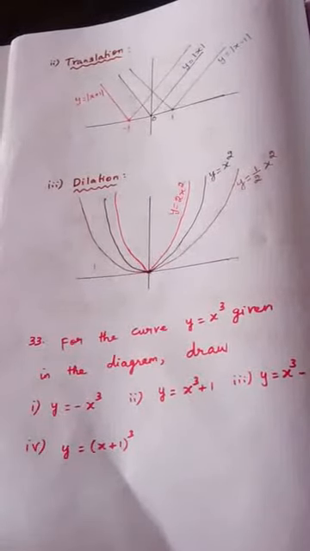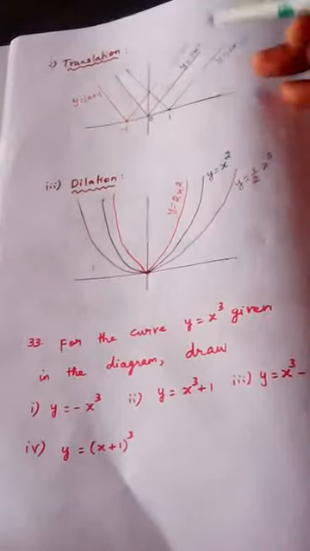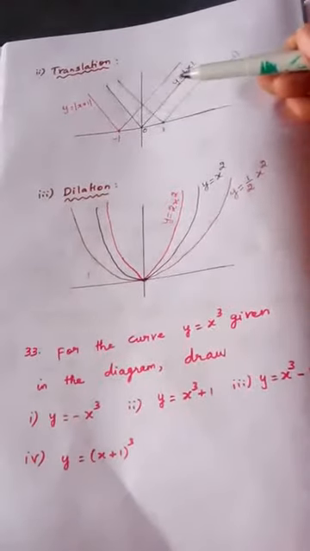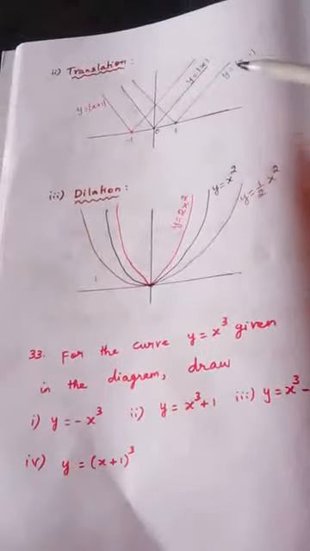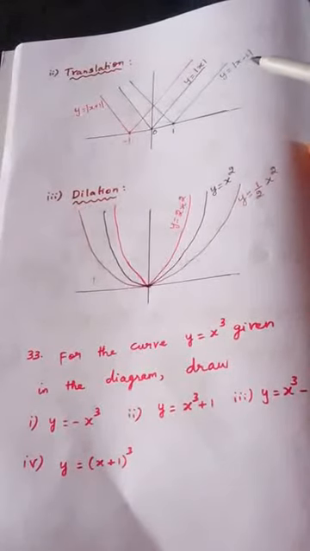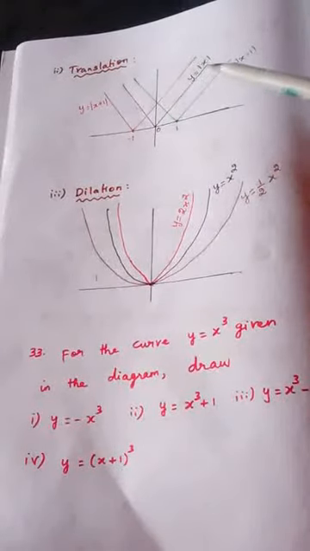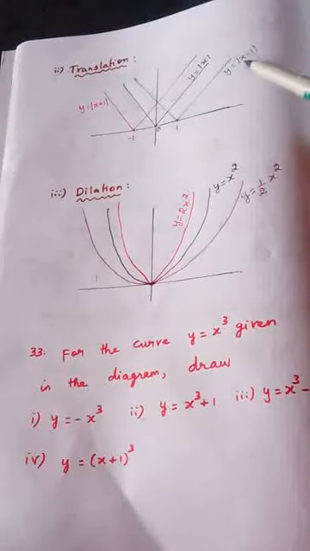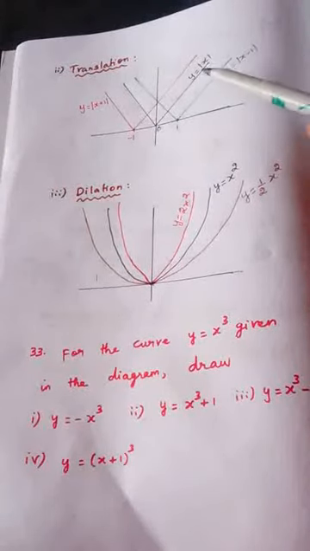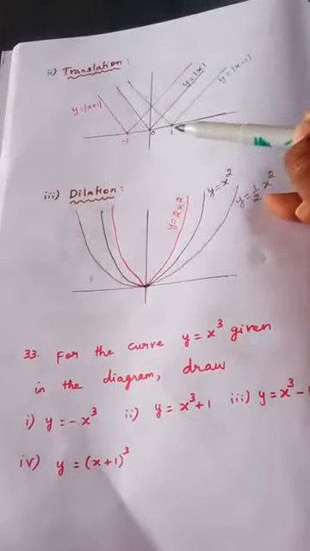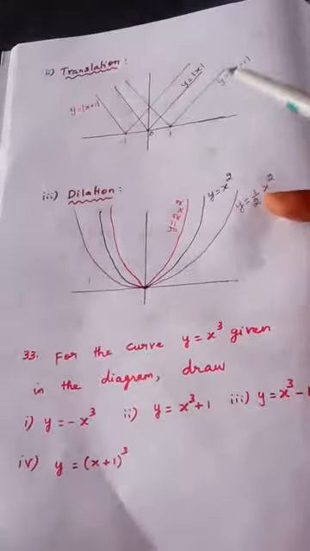Could you understand this? y is equal to modulus x is a V-shaped diagram which passes through the origin. Another one is y is equal to modulus x minus 1. If you see the difference between this and this, this is x and this is x minus 1. We can easily draw the diagram by shifting the same graph to the right hand side by 1 unit. That is how the green graph comes.